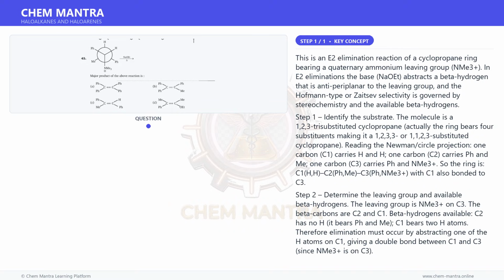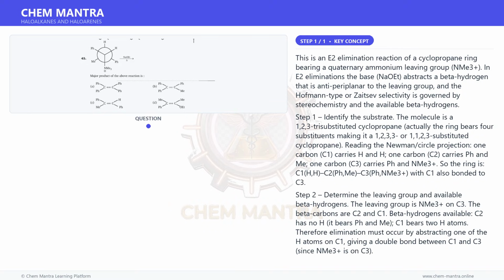Step 3. Apply the antiperiplanar E2 requirement. For E2 on a cyclopropane ring, the H and the leaving group must be anti to each other. From the Newman-style drawing, the H on C1 that is anti to NMe3+ on C3 is available, making C1-C3 the bond that becomes the double bond. Step 4. Determine the alkene product. The double bond forms between C1 and C3.